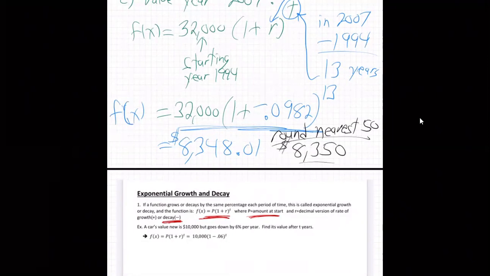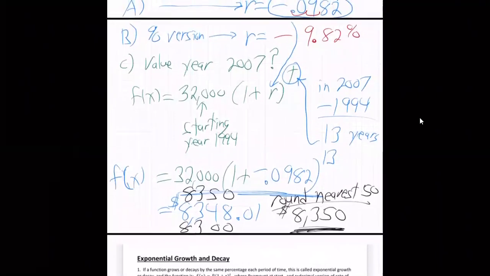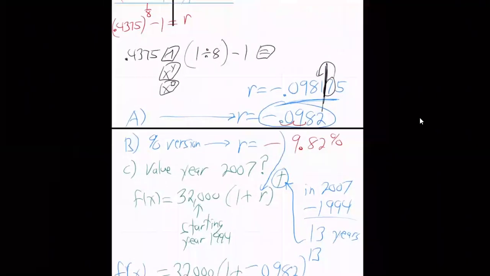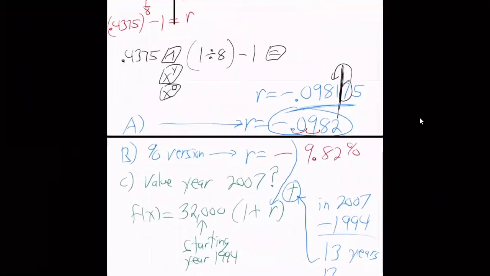8,350 bucks. Right? It's closer to 8,350 than it is to 8,300. Right? 8,350 is just above it, and 8,300, the next 50 down, is below it further. So it's closest to 8,350. So rounded to the nearest 50, we're saying, hey, that car's worth about 8,350, or will be in the year 2007, about 8,350 using that formula. And so there we go.